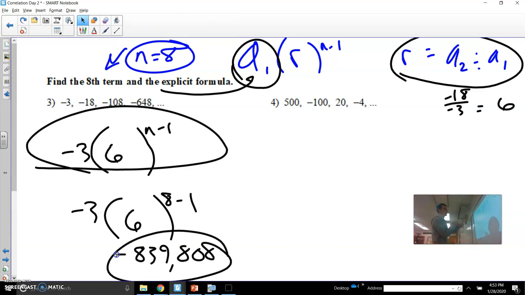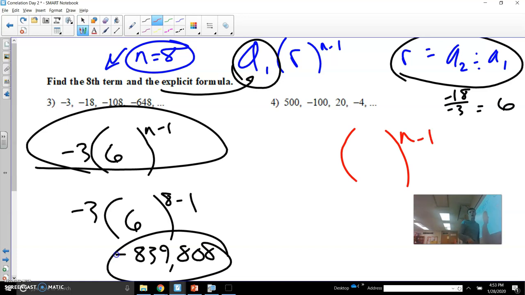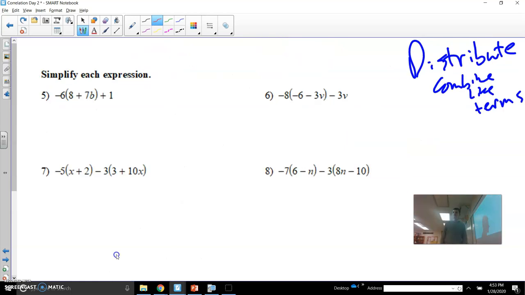So I want you to think about this one, but I want you to really consider, how do you build the formula when you are clearly dividing? Okay? So I want you to think about what that should look like. And we'll check your work on number 4 tomorrow.